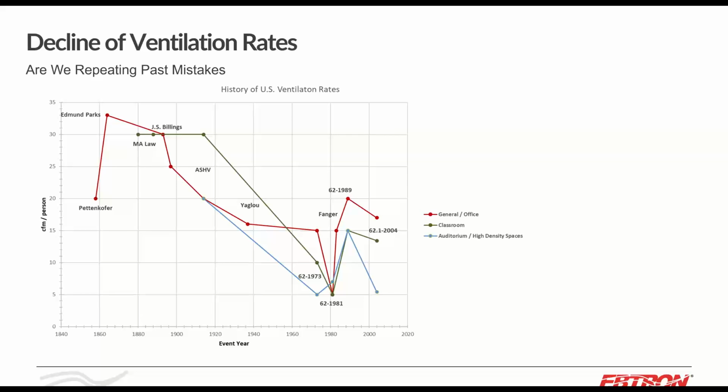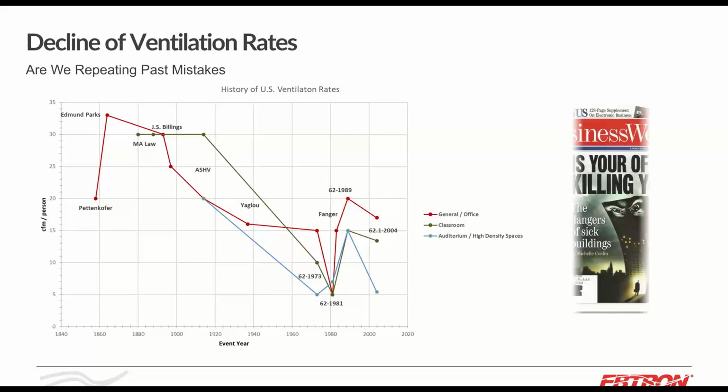As you can see, there is a dip in 1981. That was after the Department of Energy was formed in 1977, and the first ASHRAE standard for energy was in 1975. ASHRAE made a decision to drop the ventilation significantly at that time. Unfortunately, that resulted in sick building syndrome.